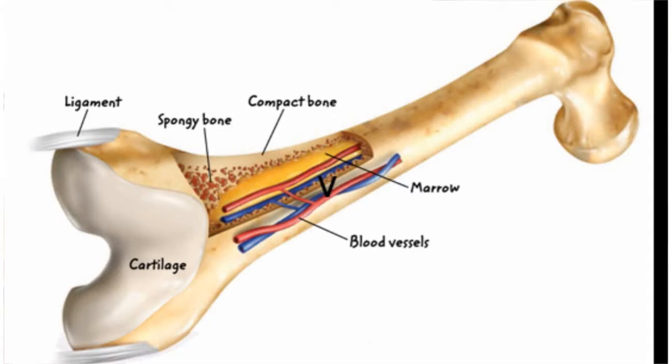If our bones didn't have a spongy portion, if they were just completely made out of compact bone, then our bones would easily shatter. And so it's very important to have connective tissue made out of collagen that gives flexibility to our bone.